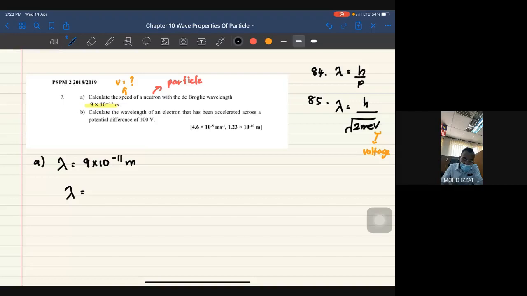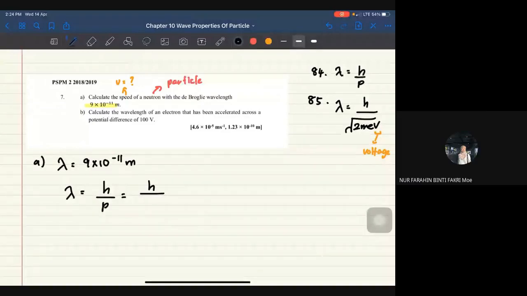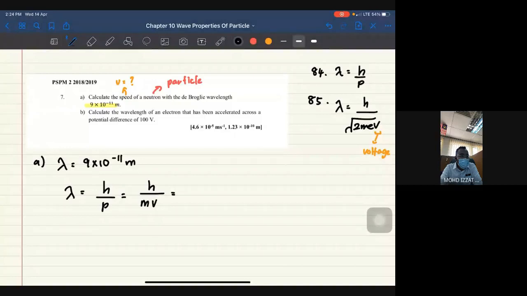Okay, p here represents the momentum, which is equal to what? Momentum. mv. Okay, good. p is equal to mv. So you need to use the mass of the neutron over here because we're talking about the neutron.